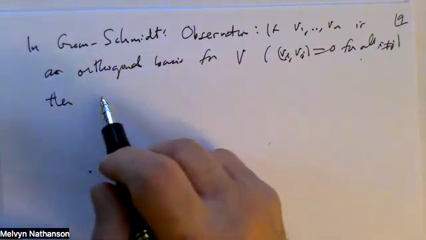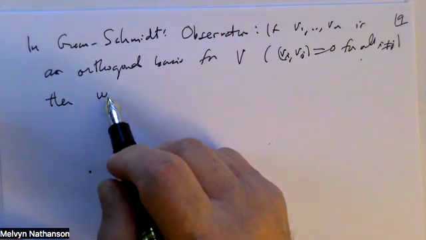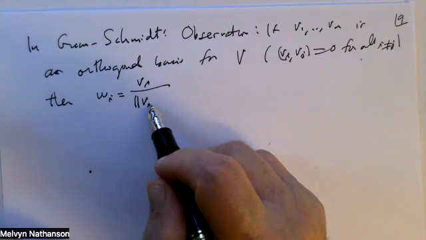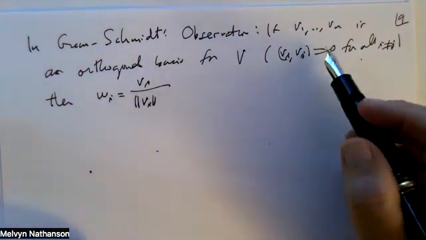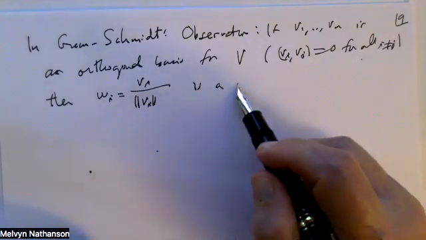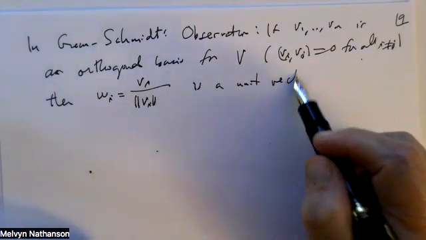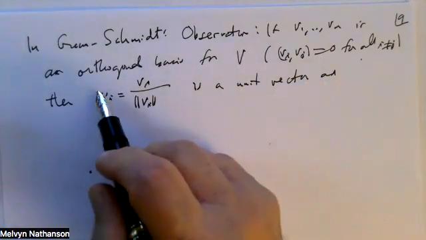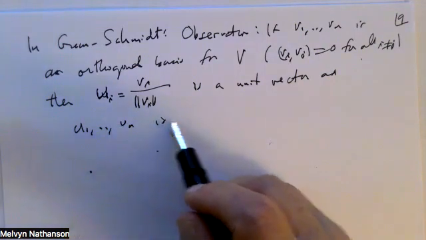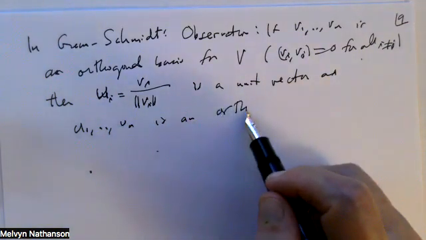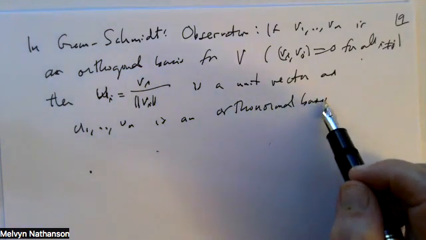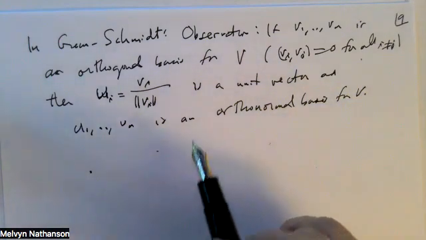Then if I let Wi be Vi divided by the length of Vi, since any vector in the basis is non-zero, this is a unit vector. And maybe I'll call it Ui. And U1 up to Un is an orthonormal basis for the vector space, right?